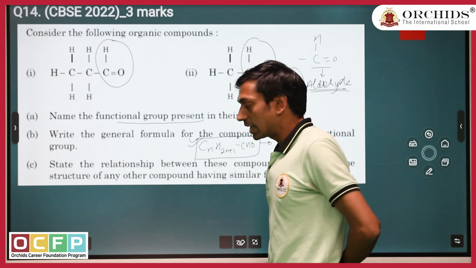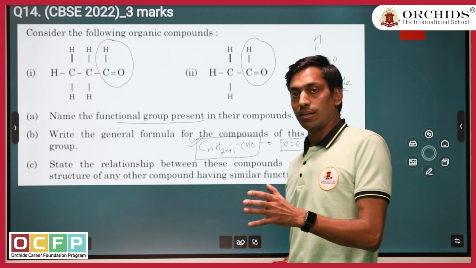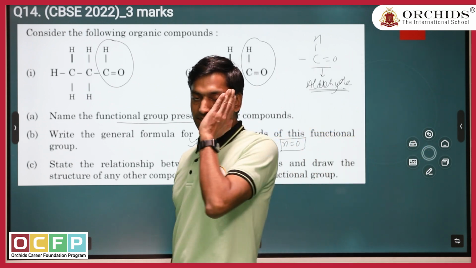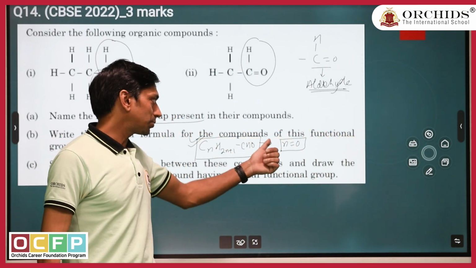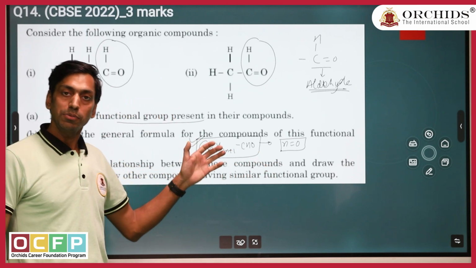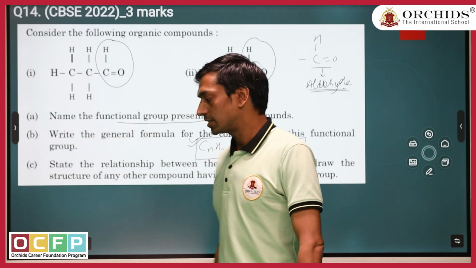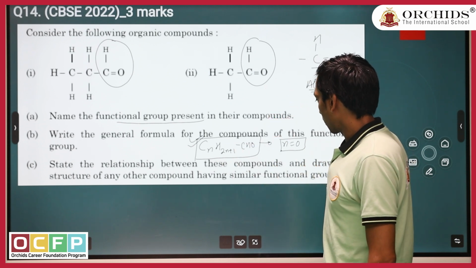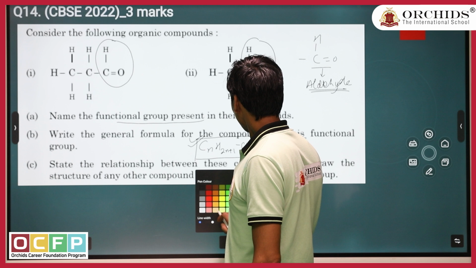If you start with 1 directly, the series will start with ethanol. But methanol is also a member of the aldehyde series. To get the first member, that's why N should start from 0, then 1, 2, 3 like that, integer values. So this is the general formula for the compounds of this functional group.